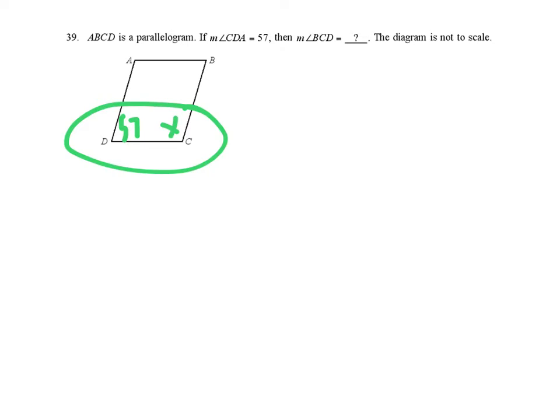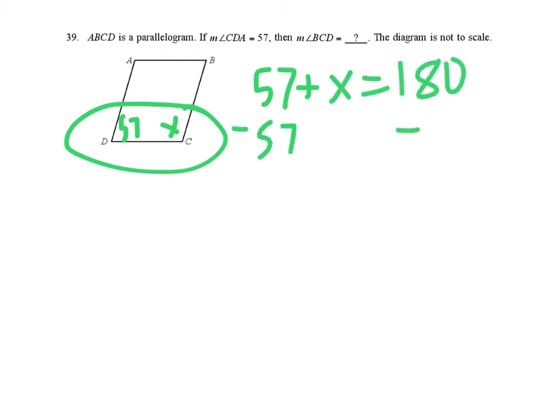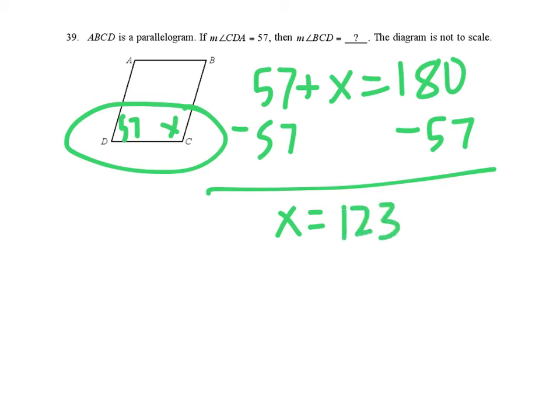And if they're the two next to each other, they should add to 180. So 57 plus X should equal 180. We're going to subtract 57 from both sides. When we do that, we get X equals 180 minus 57, which is 123. And that's your answer. Just subtract it from 180. 123.